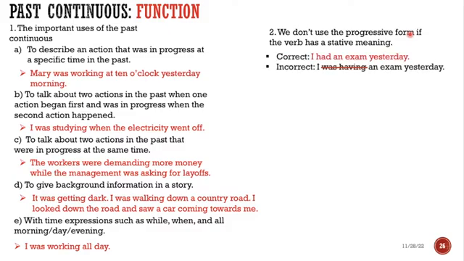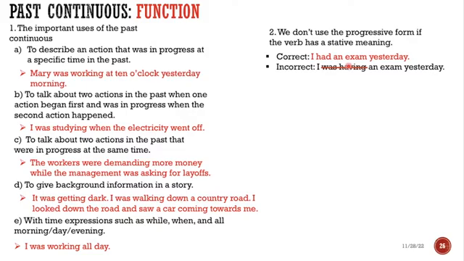Two example sentences. I will explain the first sentence, the correct sentence. Example: I had an exam yesterday. This is correct. And the sentence below is incorrect: I was having an exam yesterday. This is incorrect, related to have.